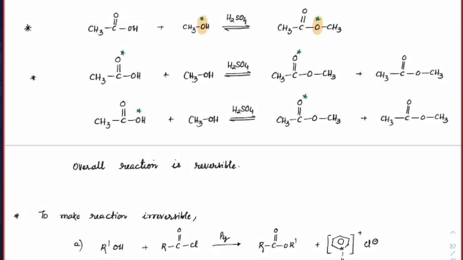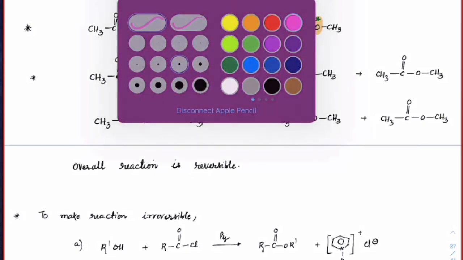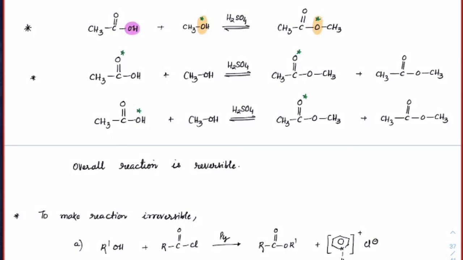Okay, and you can see that this OH will always come out as water. So whatever water, if at all I write H2O, right? So this oxygen is the one which is coming from acid. So if the isotopic oxygen is on the alcohol, in the product you will definitely find that oxygen with CH3 group with the ester form.